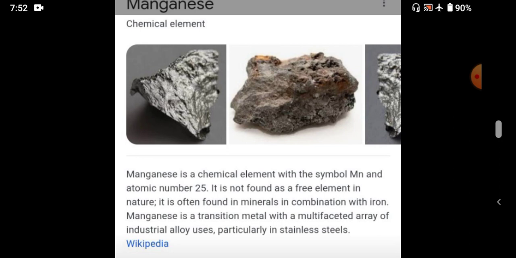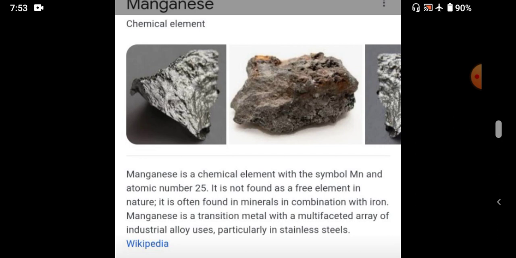It is not found as a free element in nature, but it is often found in minerals in combination with iron. Which are the areas where we mostly use manganese? Very good. Mostly we use manganese for making iron and steel. It is also used for making paints, glass, chemicals, bleaching powder, batteries.